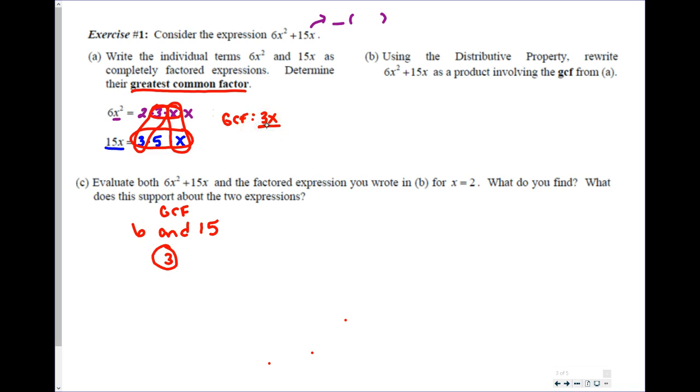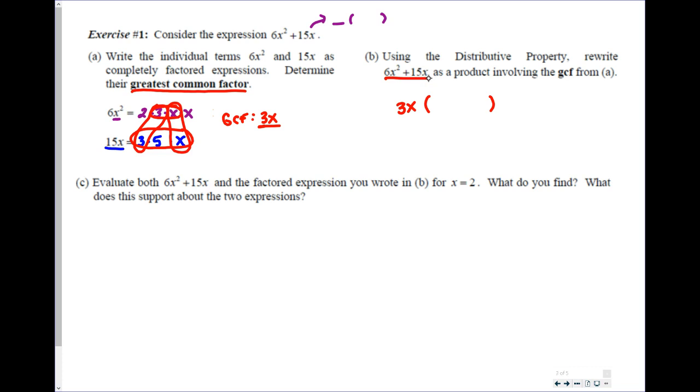So if you can do that in your head, awesome. You don't need to write all this stuff out. I'm just trying to give you a tool, a strategy here. The next step is once you have the GCF, now we're going to take that 3x, and now we're going to think about what has to be inside here to get an answer of 6x squared plus 15x.